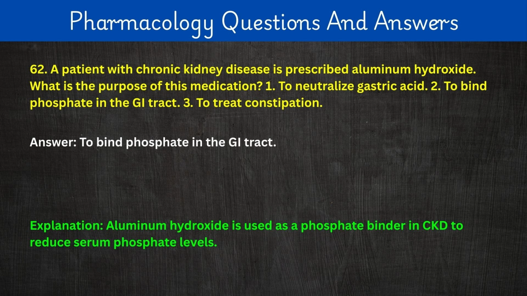62. A patient with chronic kidney disease is prescribed aluminum hydroxide. What is the purpose of this medication? 1. To neutralize gastric acid. 2. To bind phosphate in the GI tract. 3. To treat constipation. Answer: to bind phosphate in the GI tract. Explanation: aluminum hydroxide is used as a phosphate binder in CKD to reduce serum phosphate levels.